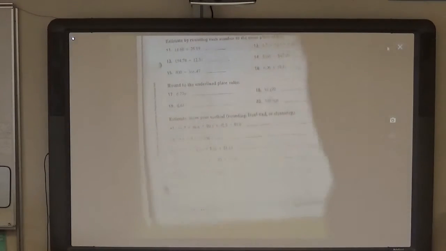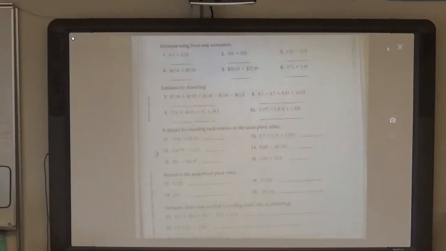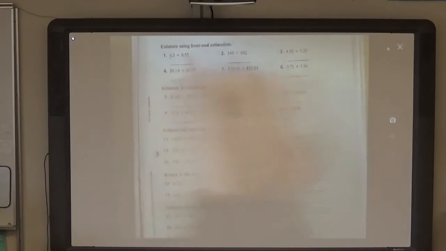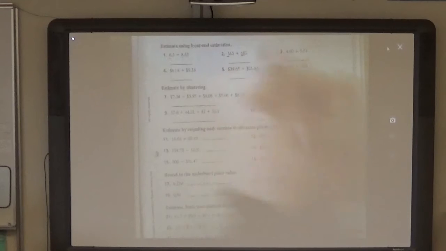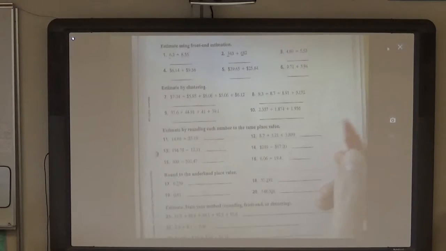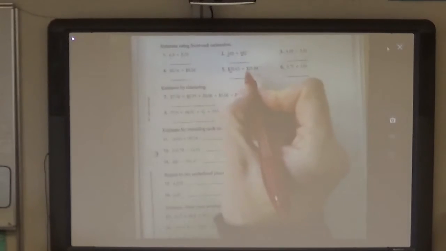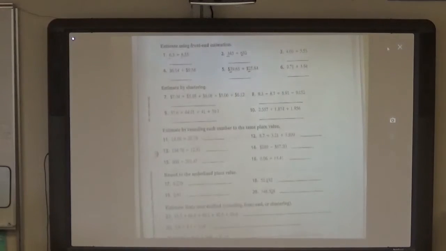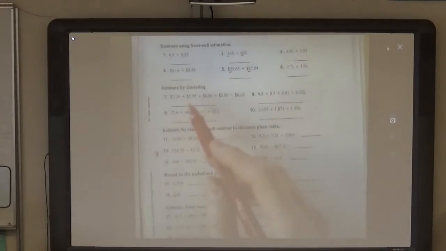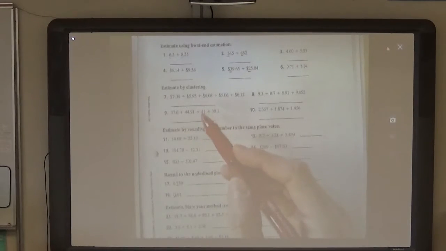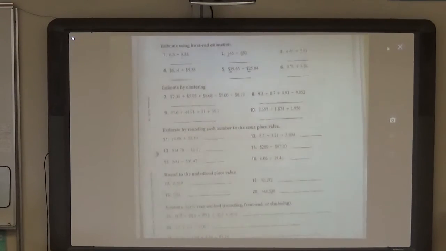So it talks about using front-end estimation in the first section, and that's rounding the numbers to the nearest 1, in this case the nearest 100, in number 5 the nearest 10. Estimating by clustering, that is rounding them all to the same number and then multiplying.